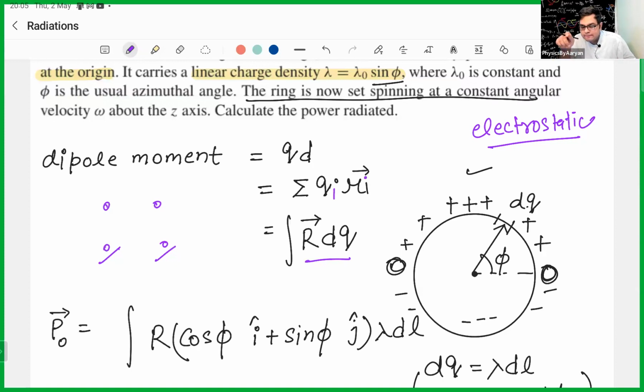How is the ring a dipole, sir? Could you please explain again? I just missed that. No, the ring is not a dipole by itself. Upper part of the ring is positive, lower part of the ring is negative. So the ring becomes a dipole, right?